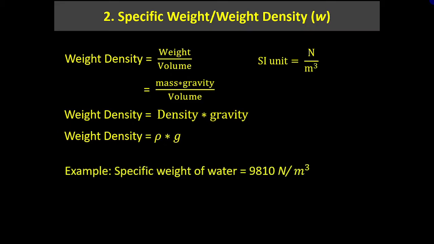So we can find out specific weight of water, that is density of water into acceleration due to gravity. Density of water is 1000 and acceleration due to gravity is 9.81. So we are getting specific weight of water as 9810 Newton per meter cube. Likewise, we can find out specific weight of different fluids.